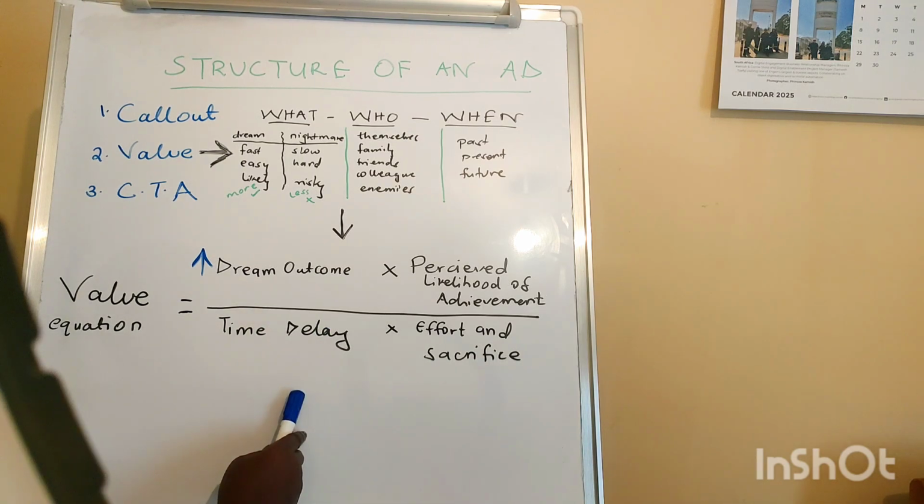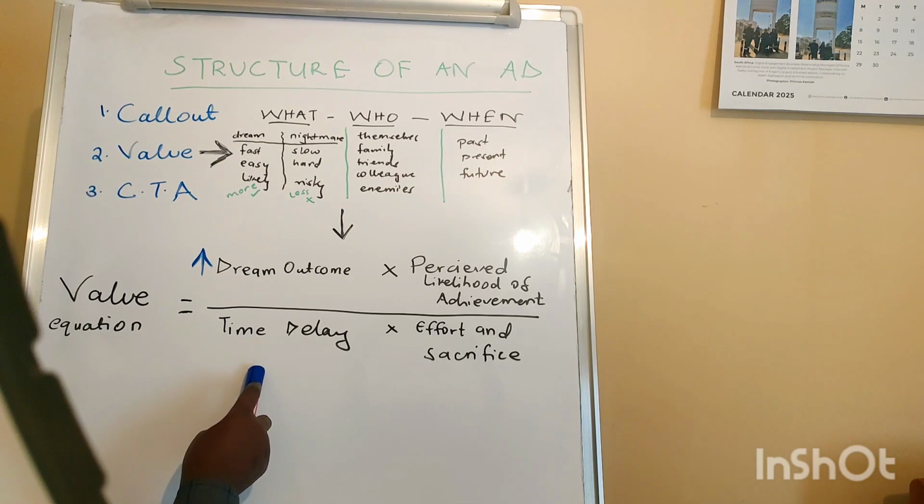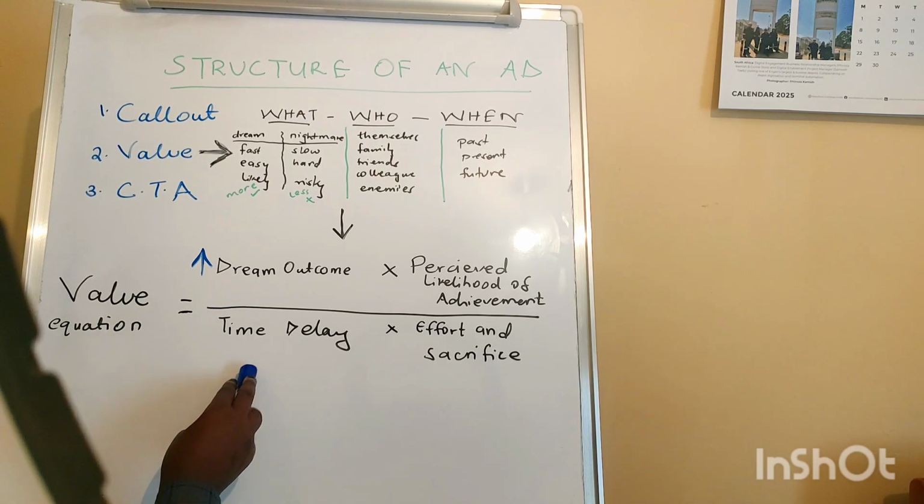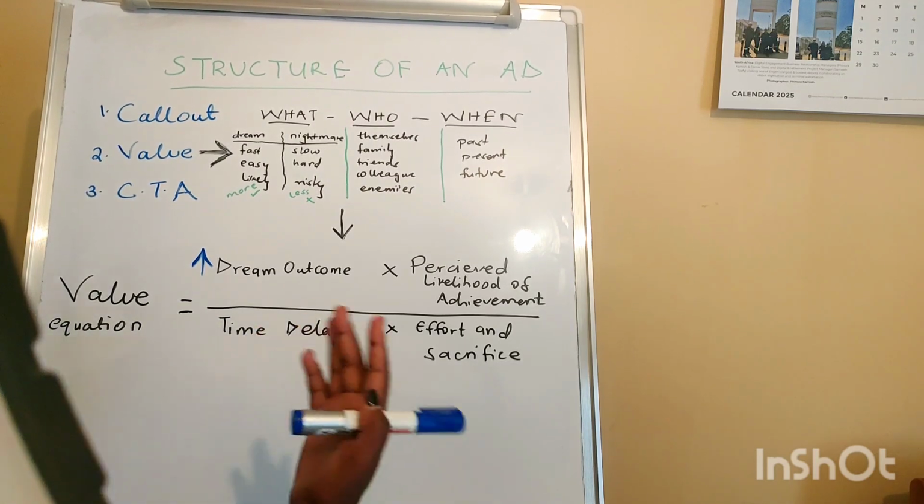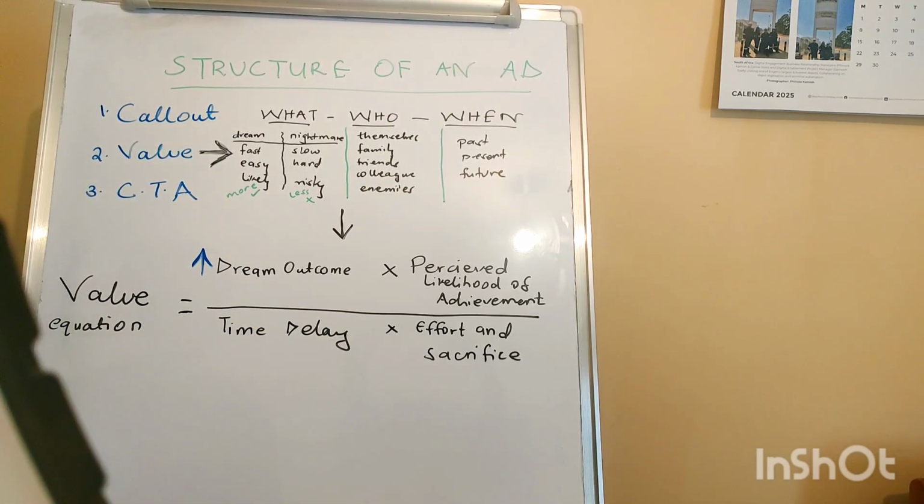Time delay. A good ad will also show them how slow their current trajectory is, or that they'll never get what they want at their current rate. This is to encourage them to act fast, to act now.